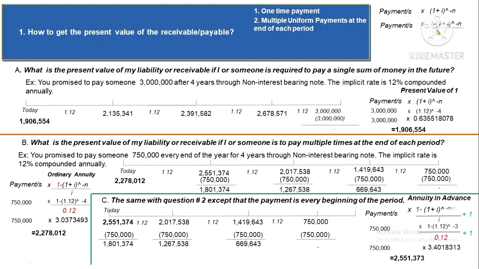over i. However, there are two additional elements, the 1 minus and the over i. But if it involves multiple uniform payments at the beginning of each period, then use payments times present value annuity due or annuity in advance, which is the same with this one. However, there are another two additional elements, the plus 1 in the negative n and the final plus 1. So that's it for question number 1. Question number 2 is coming right up.